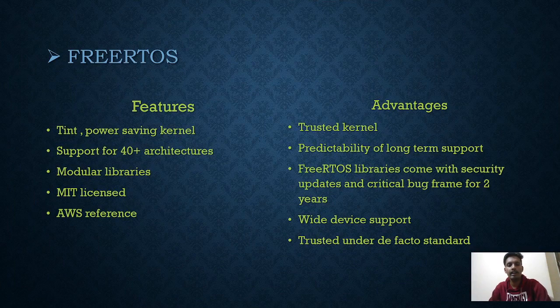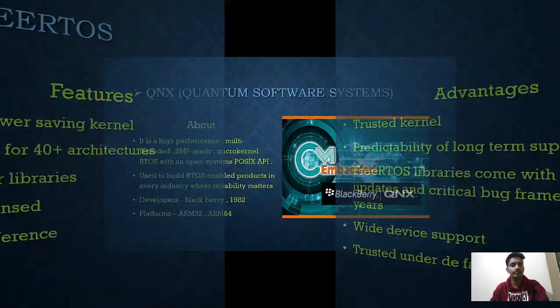So the features of FreeRTOS are a tiny, power-saving kernel. It supports over 40 architectures, has modular libraries, is MIT licensed, and also has an AWS reference. What are the advantages of FreeRTOS? Well, it has a trusted kernel and predictability of long-term support. FreeRTOS libraries come with security updates and critical bug fixes for 2 years. It has wide device support. You can use it in many devices, as I told earlier, right from very small devices to huge devices. You can use it anywhere. It's trusted as a de facto standard.